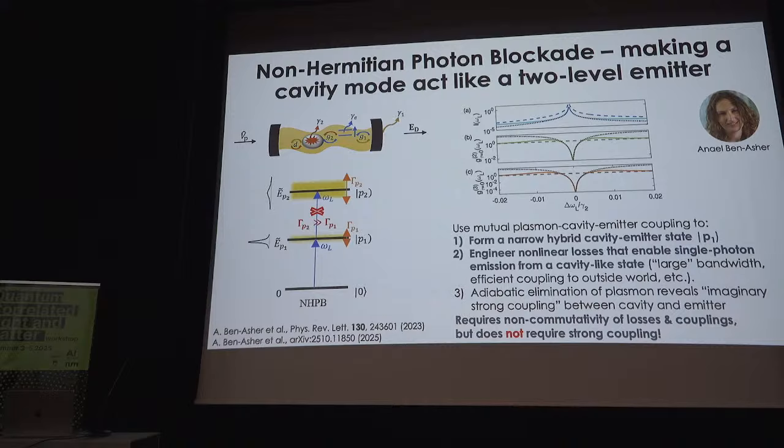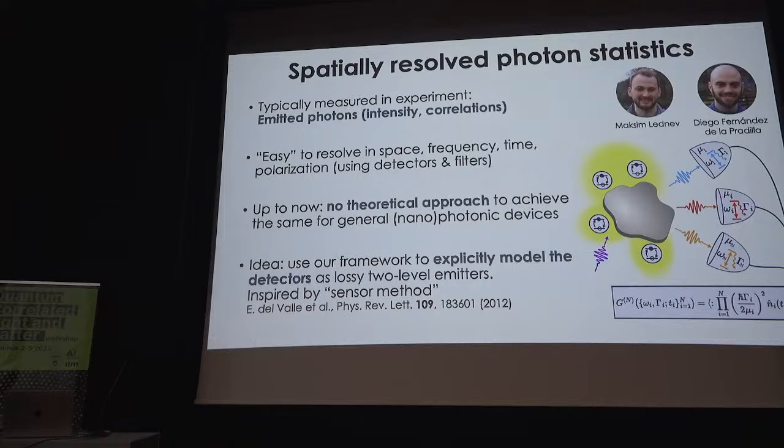So here I can use a very strongly non-Hermitian system, something that people usually run away from because the losses destroy everything, and actually use the losses to get something that I want, which is a single photon source. We're actually now in contact with several experimentalists. Just to mention, this really requires this non-commutativity of losses and couplings.